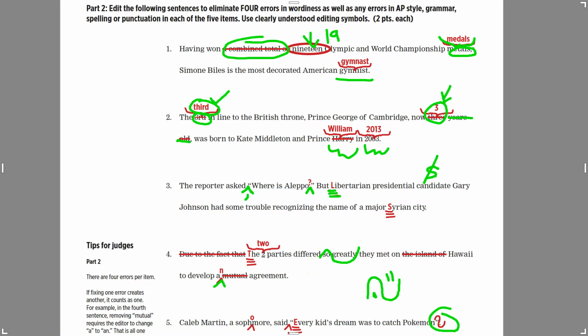So you need to be familiar with some of these editing symbols and all those rules to be able to do this well. And one of the keys is, look, they're telling the judges here, information right here, there are 4 errors per item. So you need to pay attention to that. Make sure you're catching all of those errors.